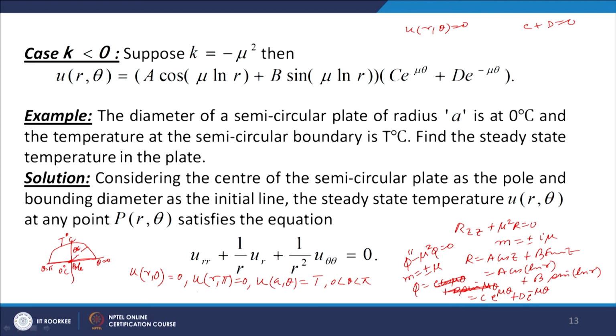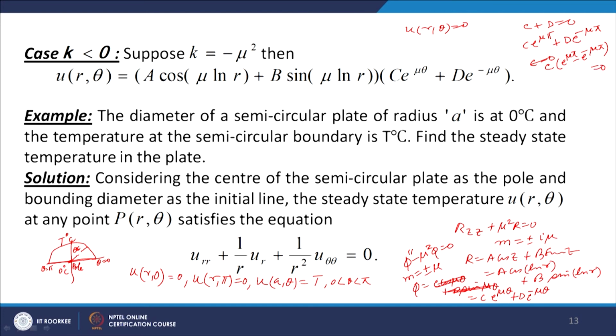Okay. And when u(r, pi) equal to 0, similarly we will have a cos(mu ln r) plus b sin(mu ln r), times c e^(mu pi) plus d e^(minus mu pi), and then what will happen, this a and b cannot be 0 again. So, c e^(mu pi) plus d e^(minus mu pi) will have to be taken 0. Okay. So, that will make it, you put d equal to minus c. So, we get c times (e^(mu pi) minus e^(minus mu pi)) equal to 0.